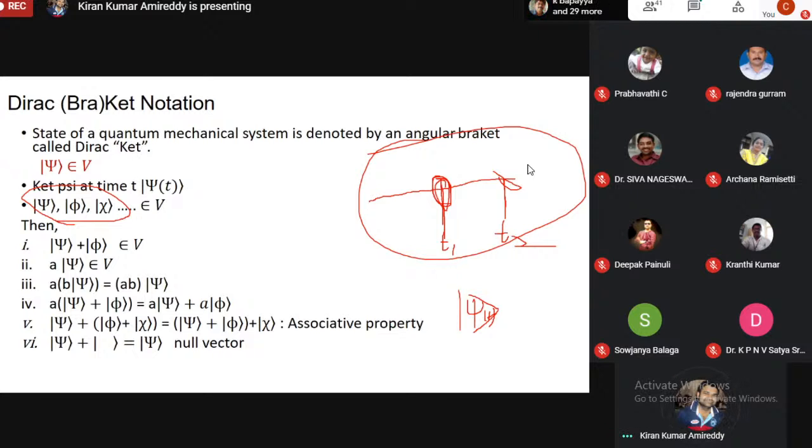And it holds good for the associative property. You can add first two and then add the resultant to the remaining one, or you can add the last two first. Any order does not matter. So that is the associative property. And then the null vector is the same even for the linear vector space. If you take a vector and add something, and it is not changing its value, then that added value is called the null vector.